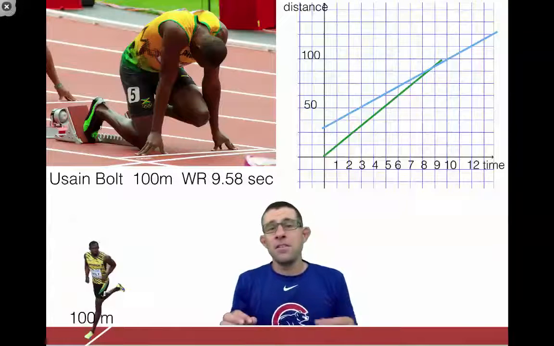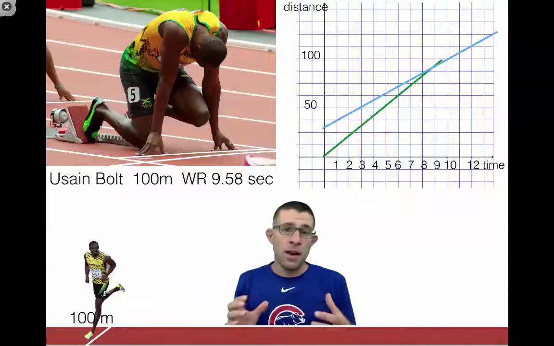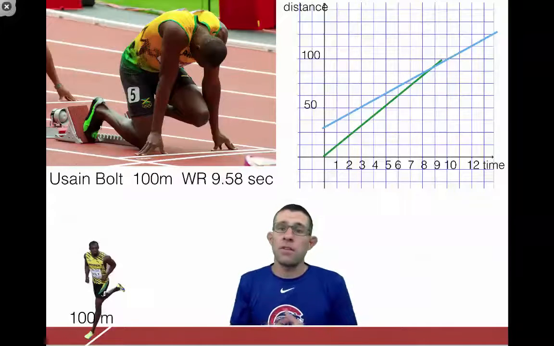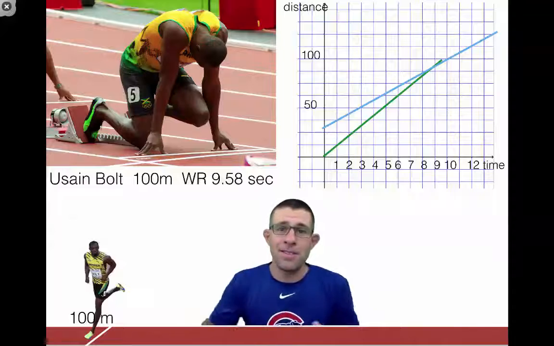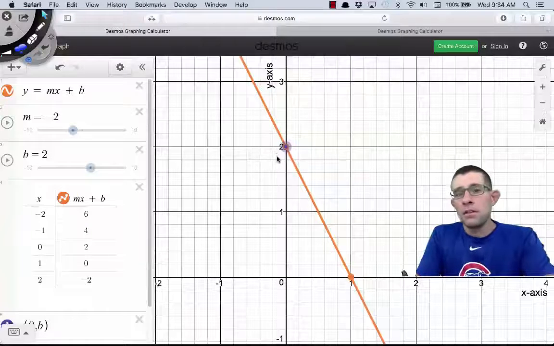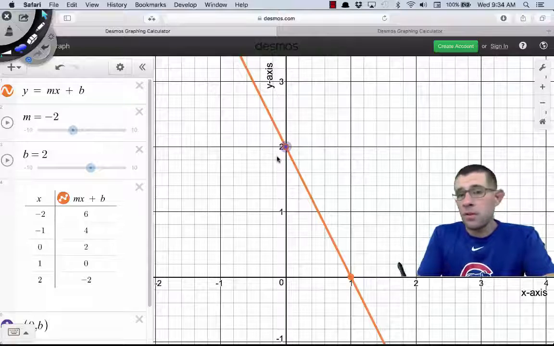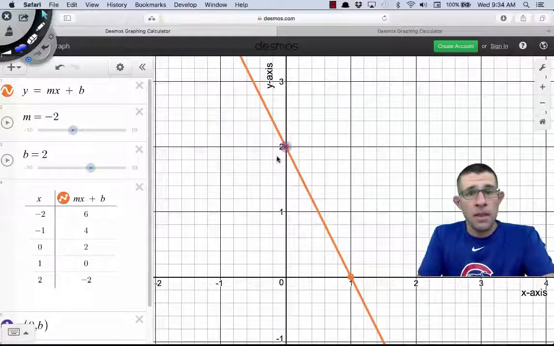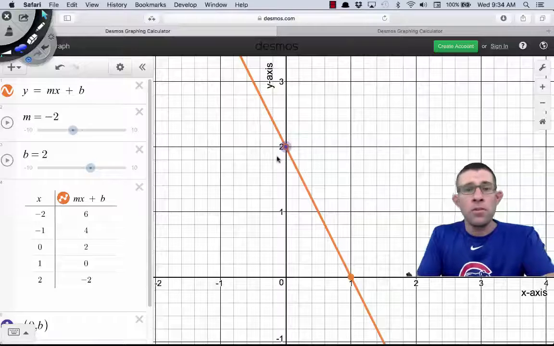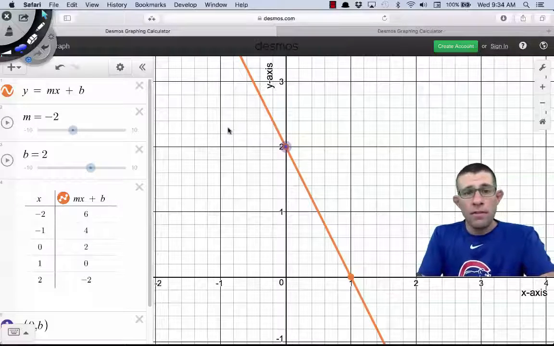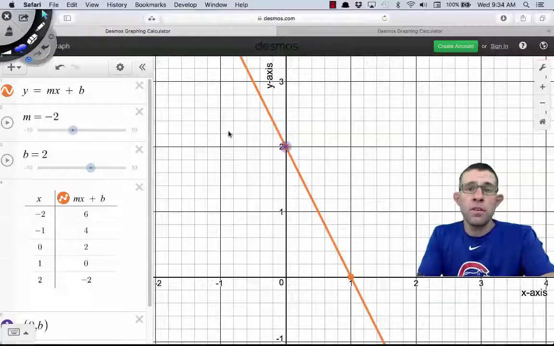All right, let's take a look at today's lessons in which we talk about constant change and the graph of the equation y equals mx plus b. Today we're taking a look at linear functions and the graph of linear functions. Simply put, the graph of a linear function is a straight line. It's going to have a slope and it's going to have a y-intercept. And we are going to be graphing the equations that are in slope-intercept form.